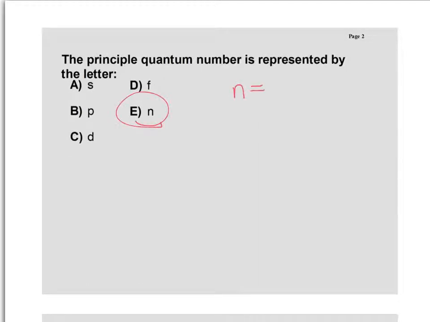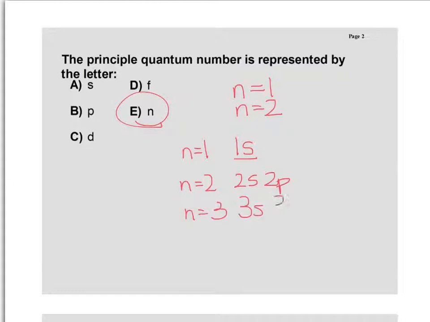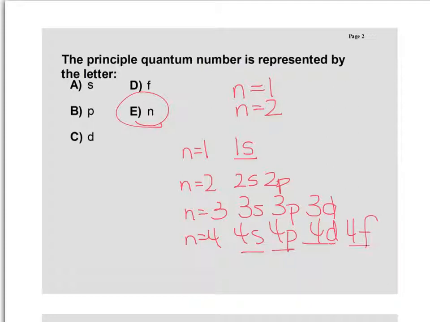n is our quantum level: n equals 1, n equals 2. The next thing after that are our sublevels. On n equals 1, there is an s sublevel. On n equals 2, there are two sublevels, 2s and 2p. On n equals 3, there's 3s, 3p, 3d, and on 4, there's 4s, 4p, 4d, 4f. So these are sublevels. S, P, D, and F are our sublevels. N represents sort of like our floor.